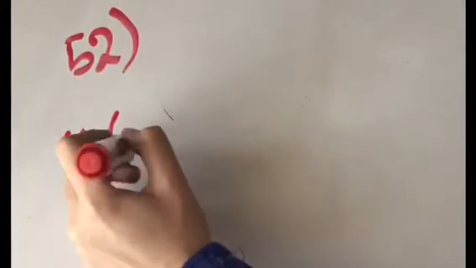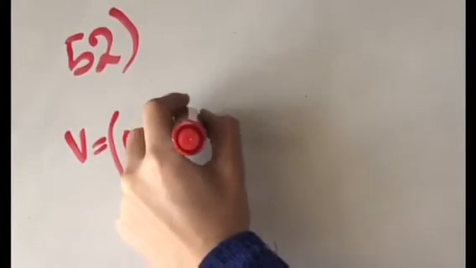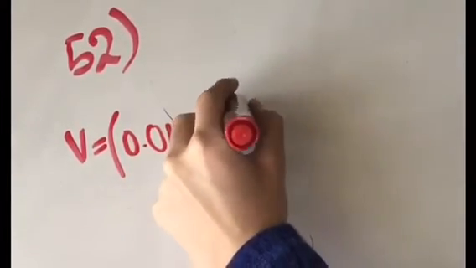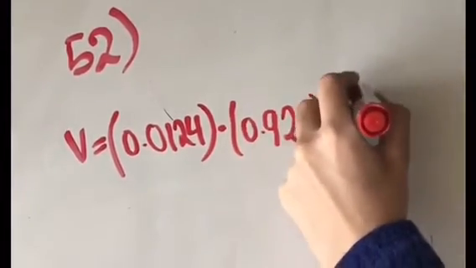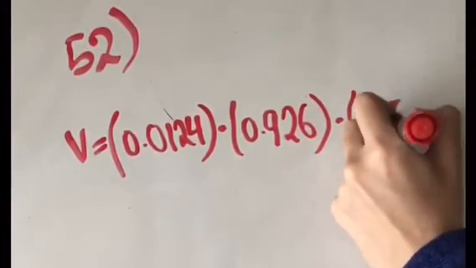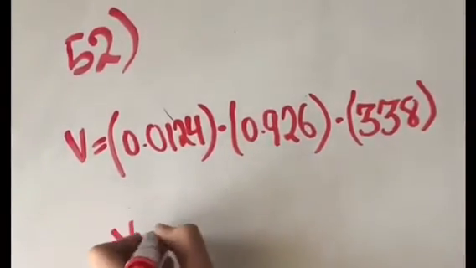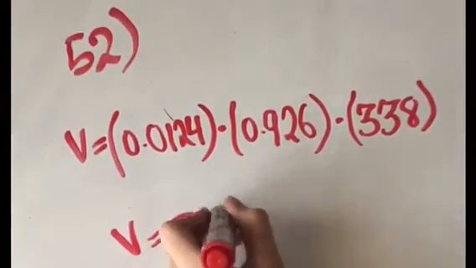To find the volume, we will multiply 0.0124 and 0.926 atm and 338, which is the temperature, which will equal 3.88 liter.